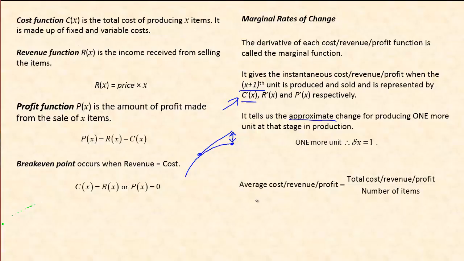Then it's important to note that the average cost or revenue or profit is the total cost, revenue or profit divided by the number of items. This regularly comes up in assessments.